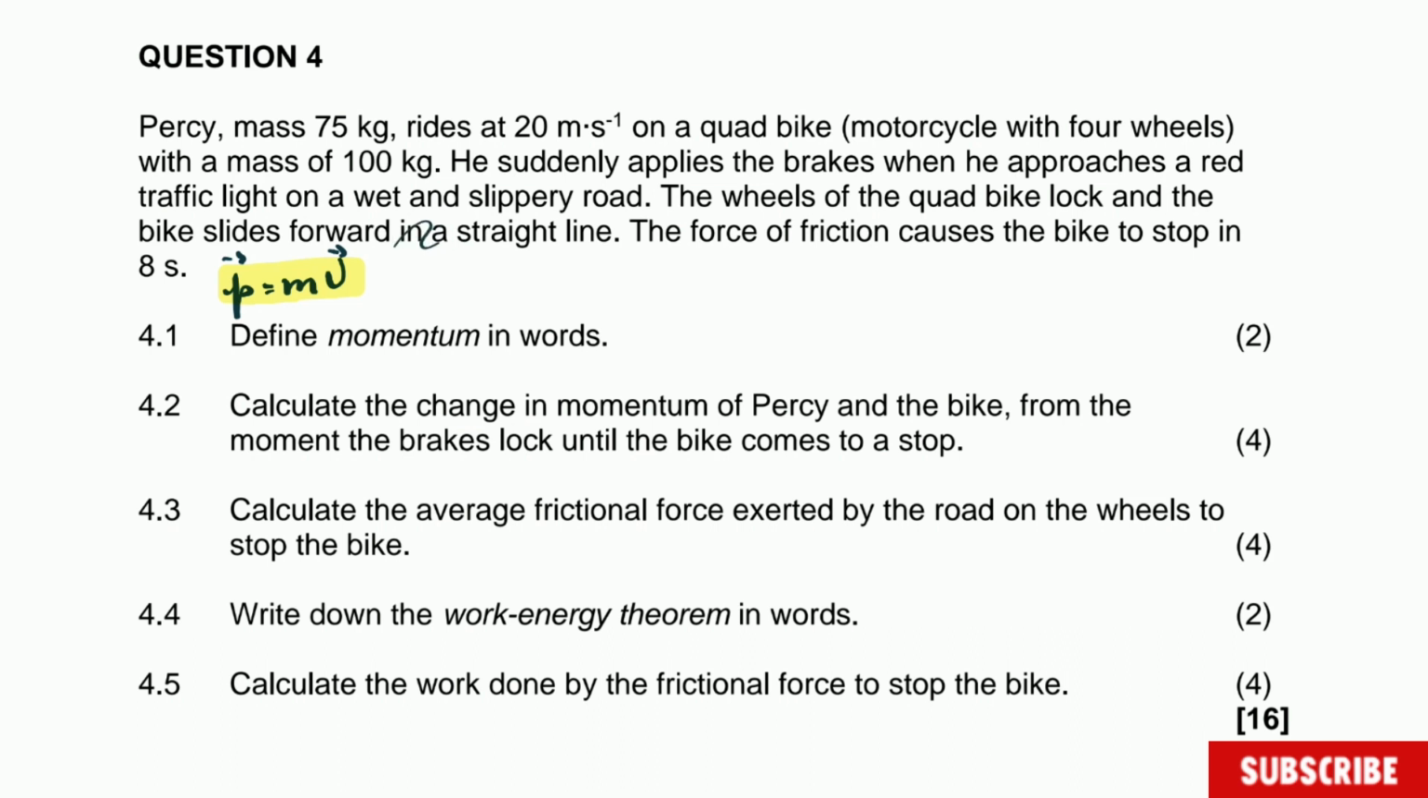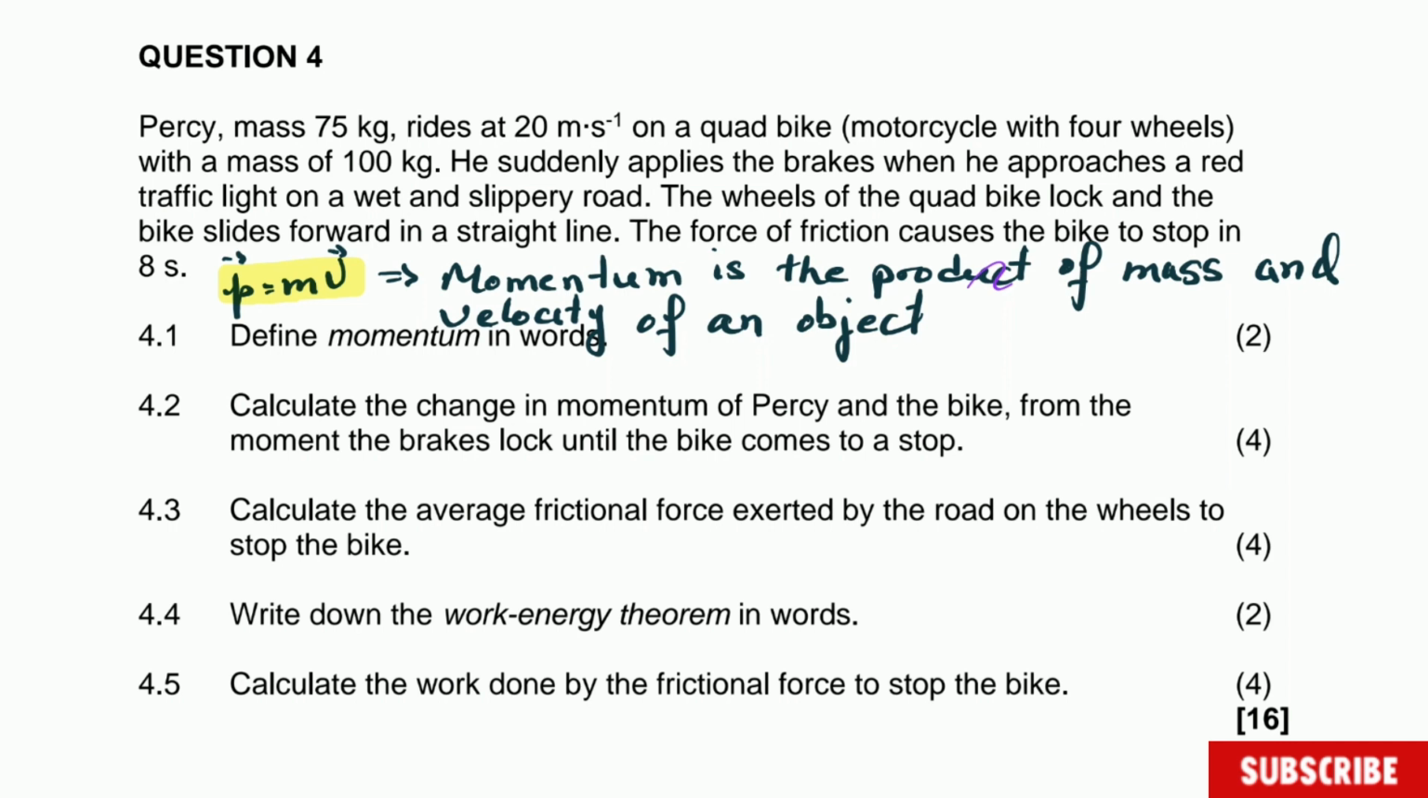So that is the formula, and you have to say that momentum is the product of mass and velocity of an object. That is what we call momentum. Product of mass and velocity of an object. Very simple. Remember that definition is in the formula which is given to you in the exam. So the answer is being given to you. All you have to do is to make sure you write it in words.